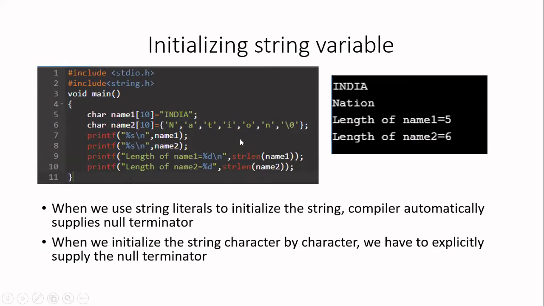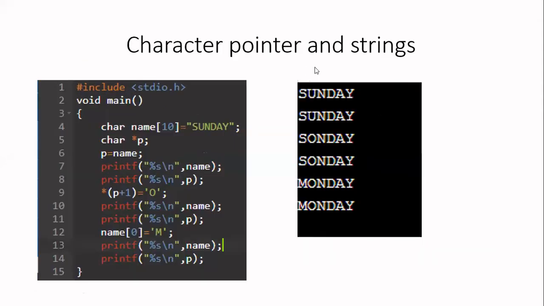So in this case also, even though you have explicitly stored the null character, the compiler will not be counting the null character for the length. So you will get only 6 characters, which are the letters of nation, pointer and strings. Now I am going to declare one character pointer. With the help of the character pointer, I am going to access a string.